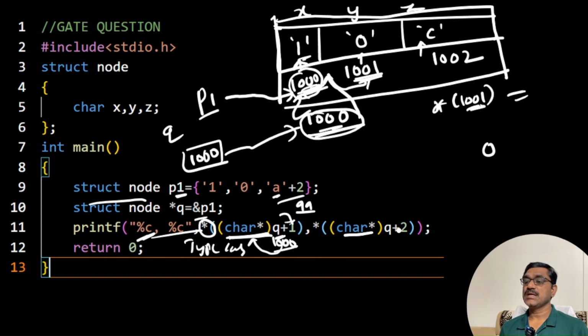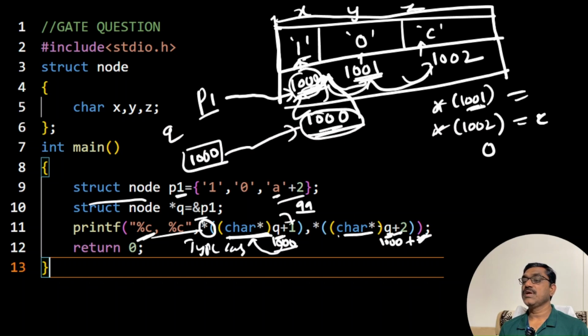Now next, (char *)q plus 2. Plus 2 means we are moving forward. Q is 1000. 1000 plus 2 means first we are taking 1000. Okay, 1000 we are converting into a character pointer. Now we are moving to this again. Now plus 2. Plus 2 means here to here. Two locations you have to move forward. After that, we are applying star of 1002.